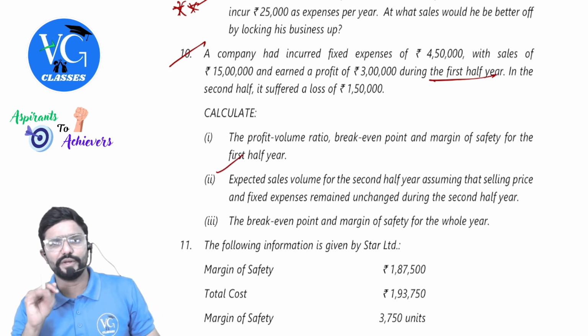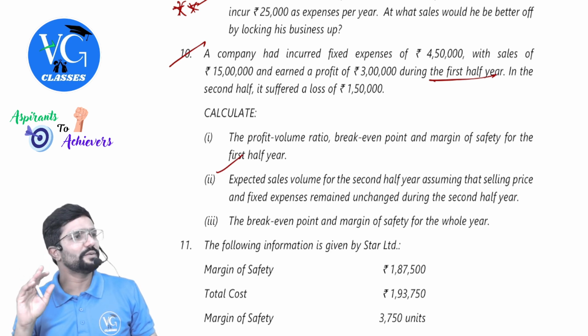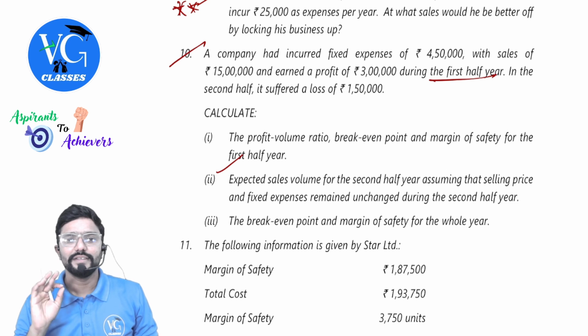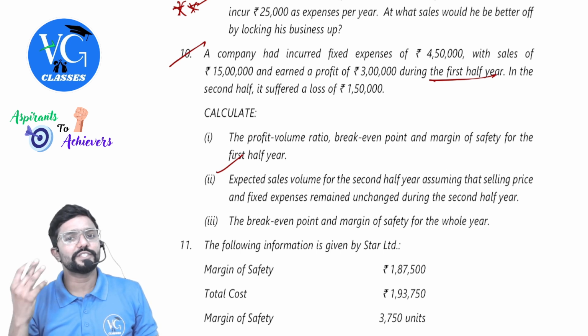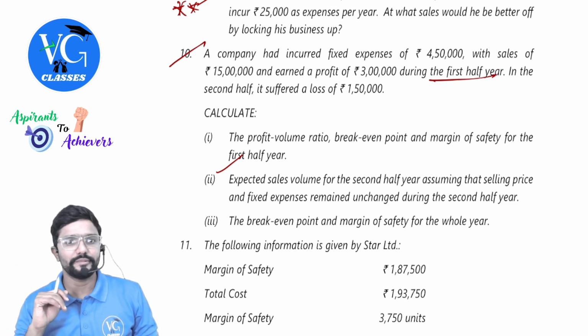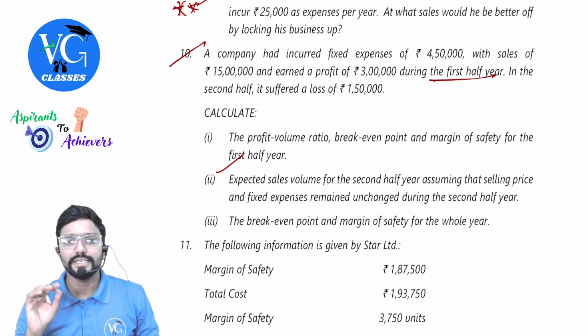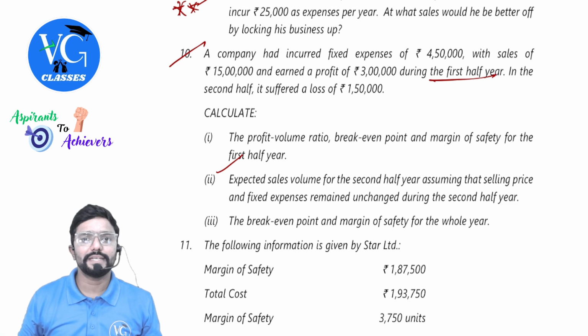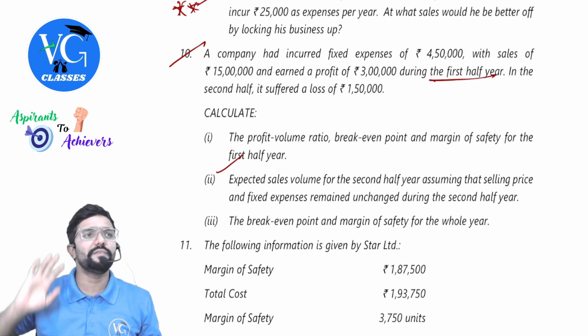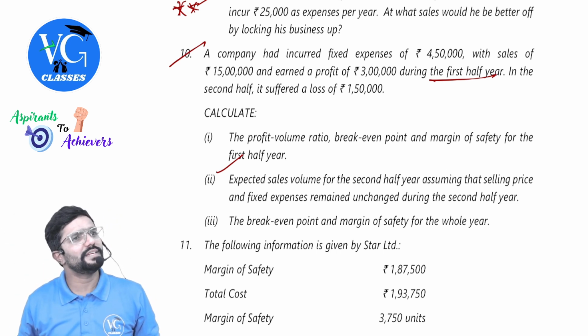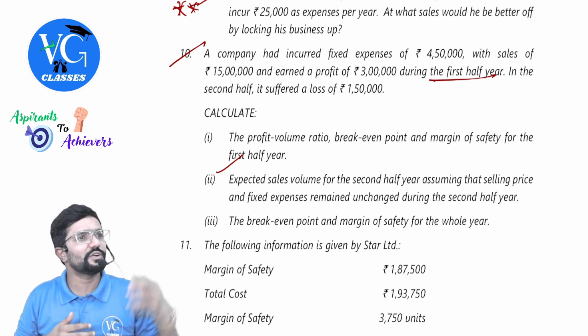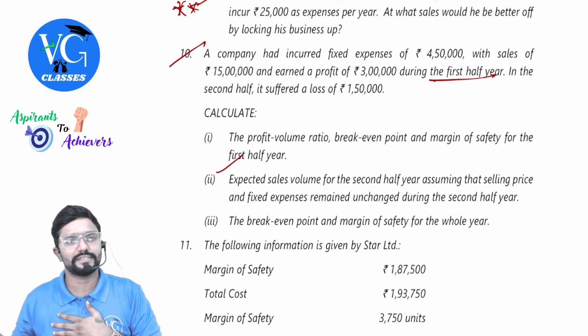Okay, sir. Easy. I will do it. PV ratio, guys. You know contribution divided by sales. Then break-even point, you know fixed cost, you know PV ratio, divide it. Next, margin of safety. You know profit, you know PV ratio. Or else you know break-even sales, you know total sales. Can you calculate margin of safety? Yes, sir.